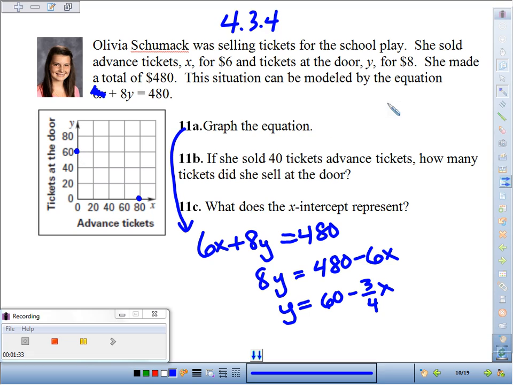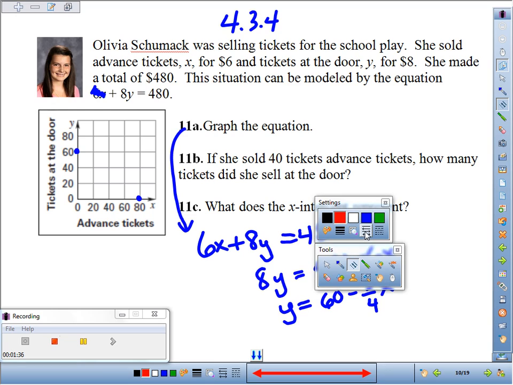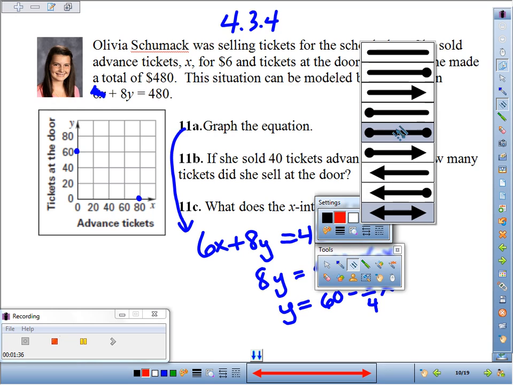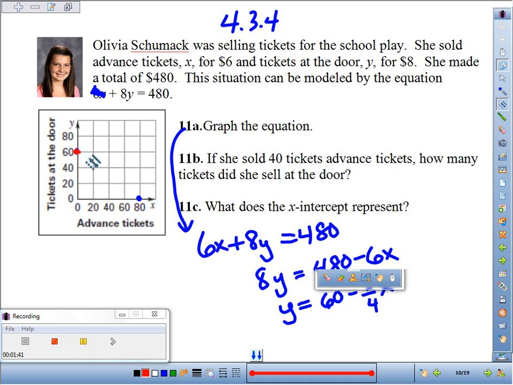Now I can't have just those 2 points. I'm going to connect these ones with a line segment. I'm not going to do a line because if the line went on forever, it would go into the negatives. Can't have negative ticket sales. So theoretically, that's the best graph we can have for 11A.